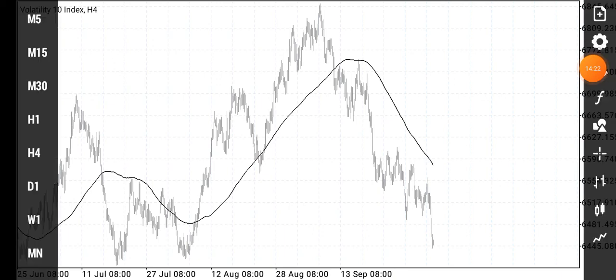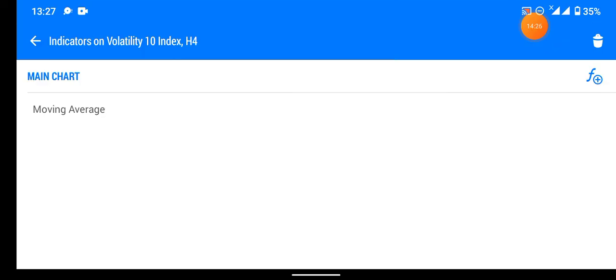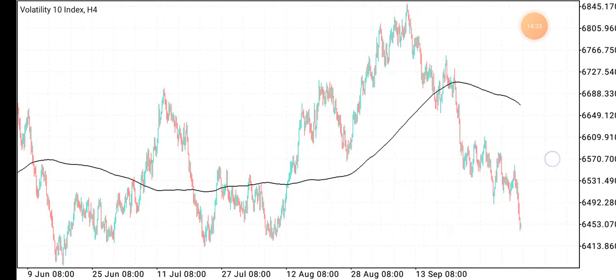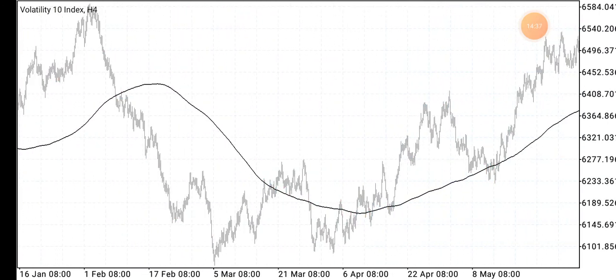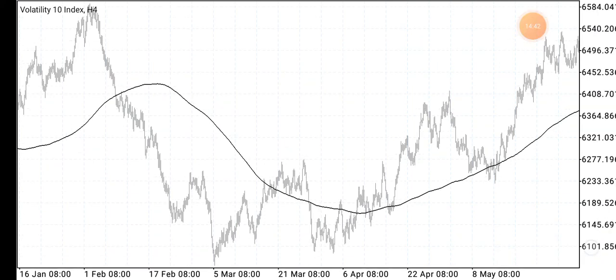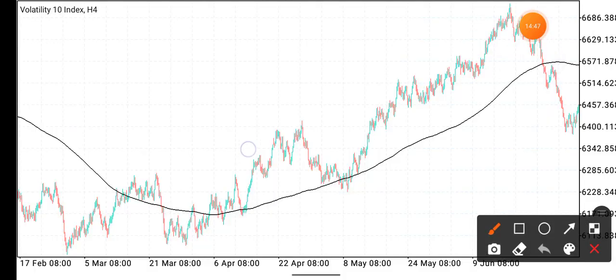But if you want to know the direction of the trend, I advise you use the 200 moving average. This 200 moving average tends to tell you that price is in an uptrend or downtrend. Let's say you entered here for a buy, and you can see price reacting, like going against your trade.